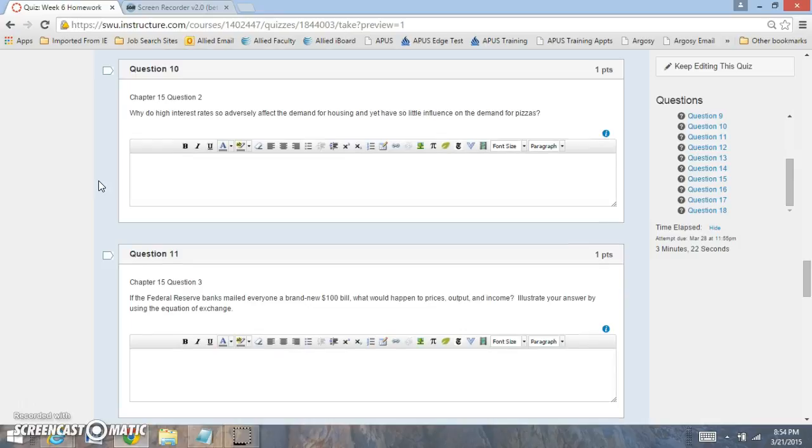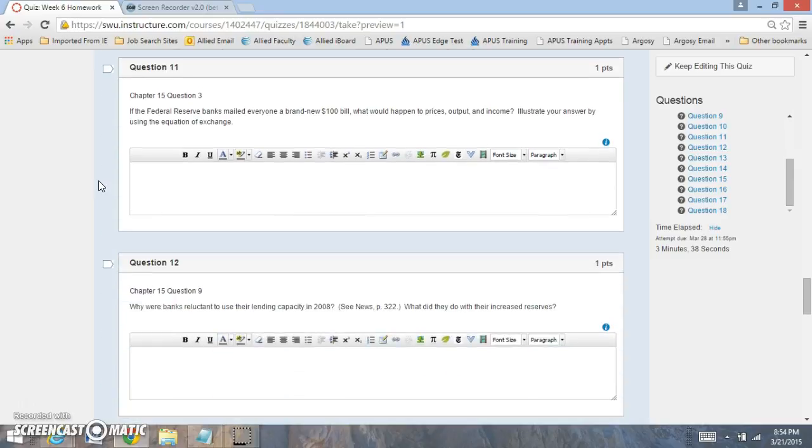Question 10, why do high interest rates affect the demand for housing but have little influence on the demand for pizzas? Housing demand is focused on interest rates because people have to borrow money, but they do not have to borrow money to buy pizza.